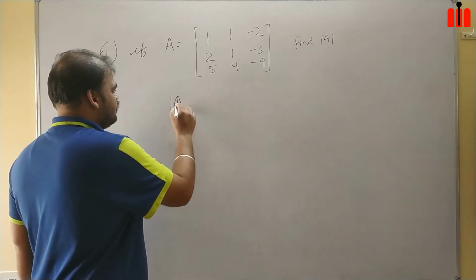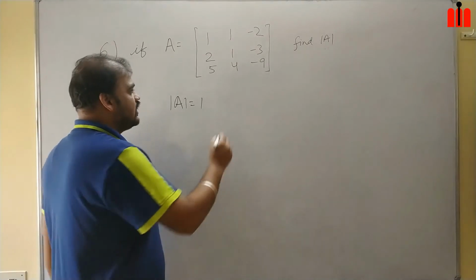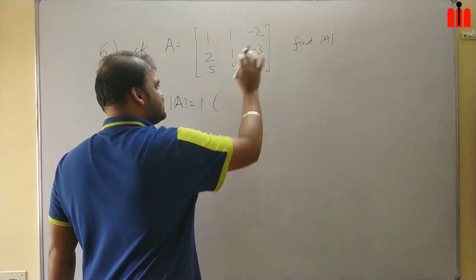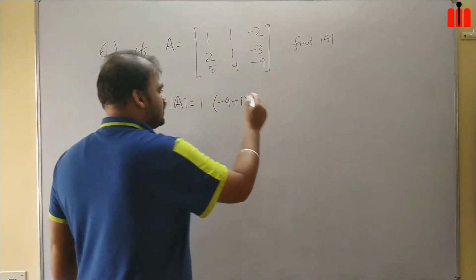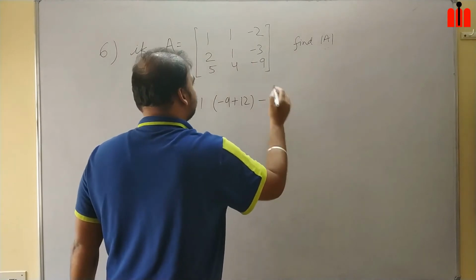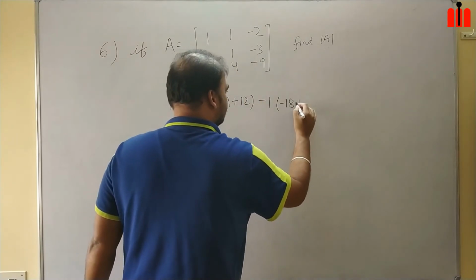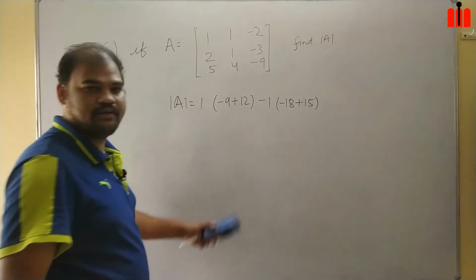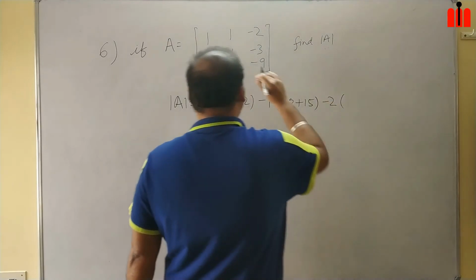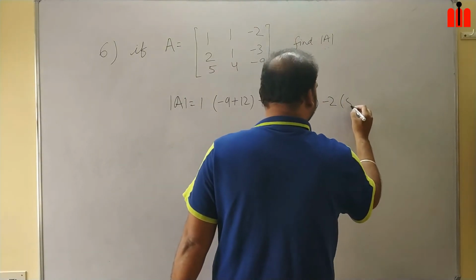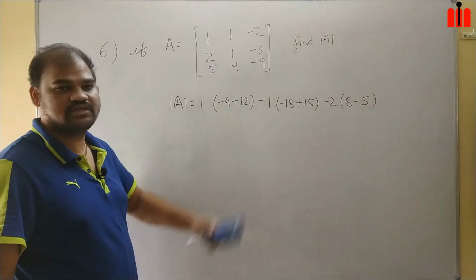So the determinant of A: I will expand through the first row. The first element is 1, times minus 9 minus 12. Minus 9 minus 12 will become plus 12, so minus 9 plus 12. Now the second element: the signs go plus, minus, plus. So minus 1 times minus 18 plus 15. And the last element is minus 2 times 4 times 8 minus 5.